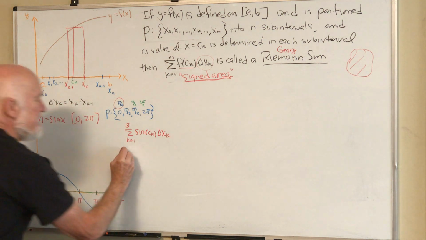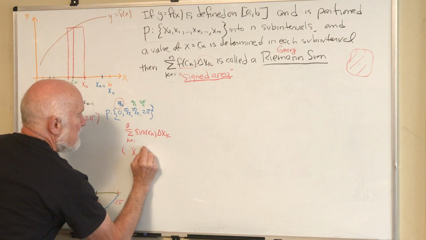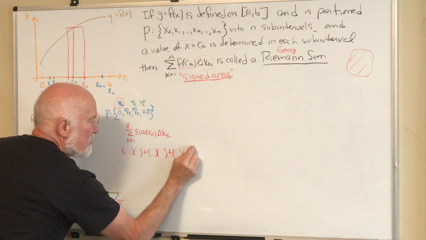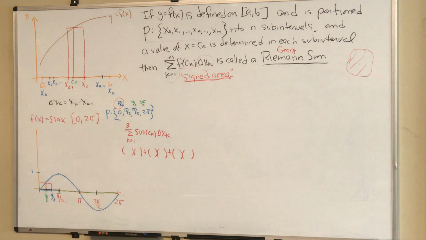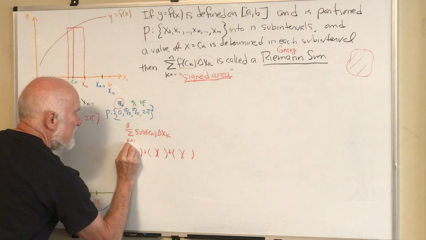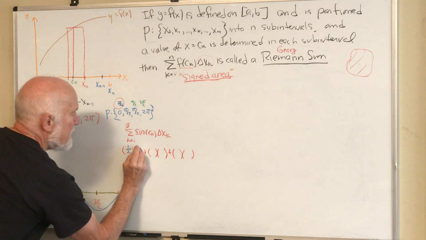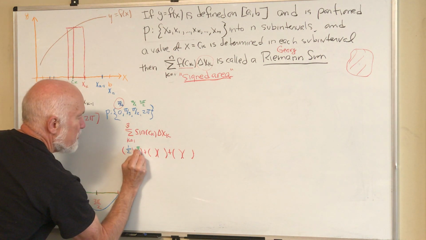So we have 3 calculations we have to do for our rectangles. Well, the first one, the height is going to be what? It's going to be the sine of pi over 6. The sine of pi over 6 is 1/2. And what's our width? Our width is from 0 to pi over 3, so that's going to be pi over 3.